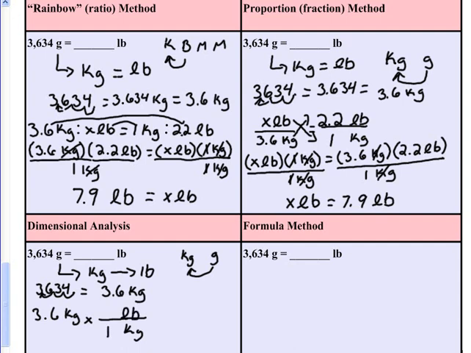We know that 1 kilogram is the same as 2.2 pounds. Notice our kilograms cancel, leaving us only with pounds. We then will multiply 3.6 times 2.2 and divide by 1. This gives us 7.92, which we will round to the tenths place for our pounds. We discover that 3,634 grams is equivalent to 7.9 pounds.